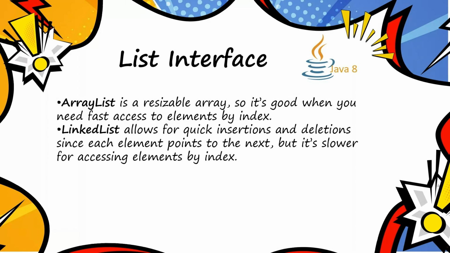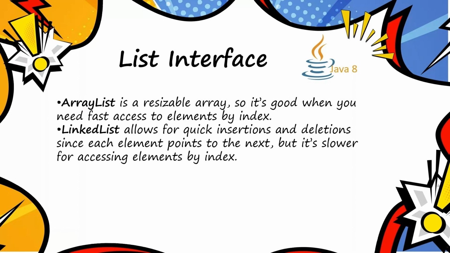List is one of the most commonly used interfaces because it represents an ordered collection. Think of it like a playlist of songs in your favorite music app. Each song has a specific order and you can have duplicate songs if you like. Classes that implement list include ArrayList and LinkedList. ArrayList is a resizable array, so it is good when you need fast access to elements by index. LinkedList allows for quick insertion and deletion since each element points to the next, but it is slower for accessing elements by index.